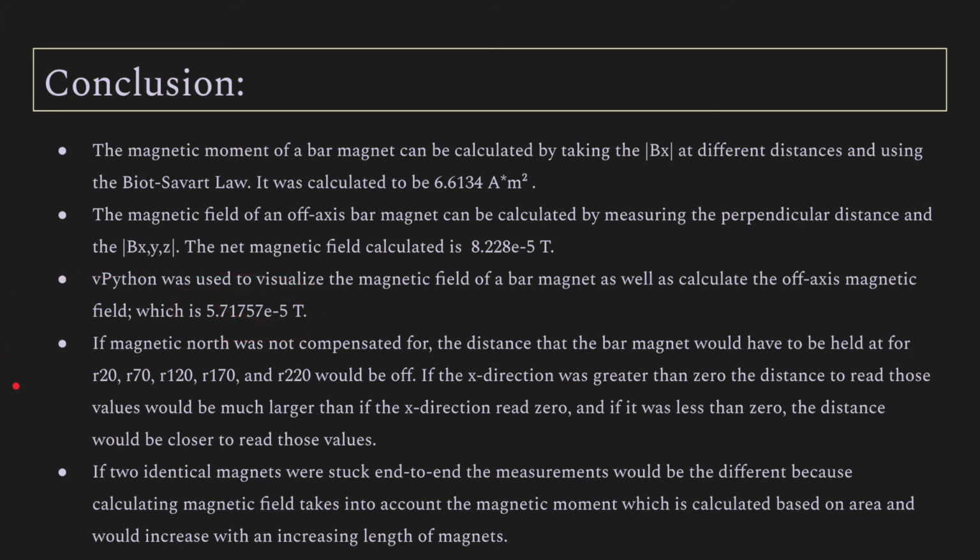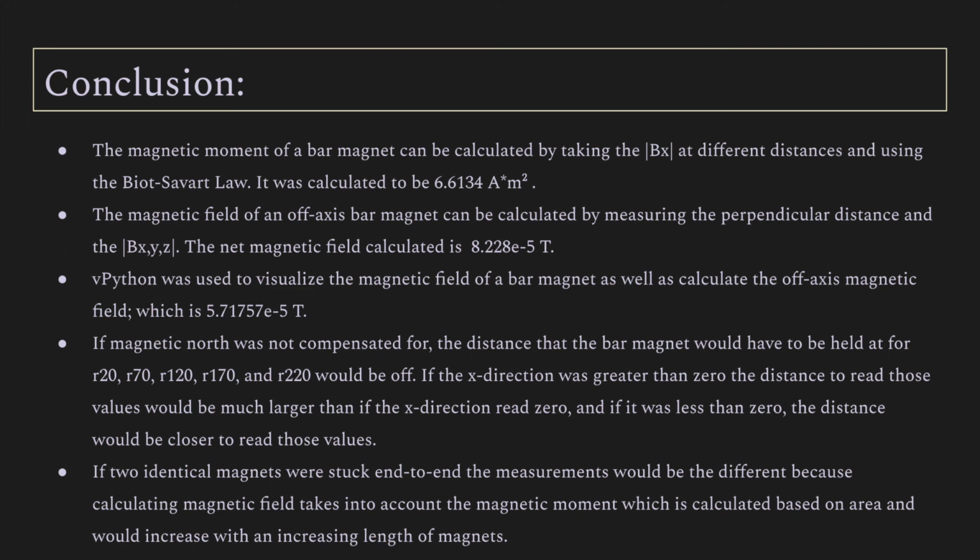If magnetic north was not compensated for, the distance that the bar magnet would have to be held at for R20, R70, R120, R170, and R220 would be off. If the x direction was greater than 0, the distance to read those values would be much larger than if the x direction read 0. And if it was less than 0, the distance would be closer to actually read those values.